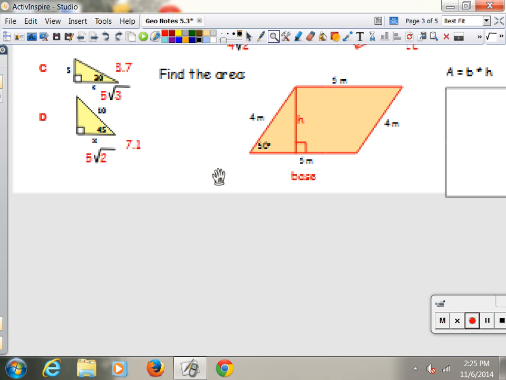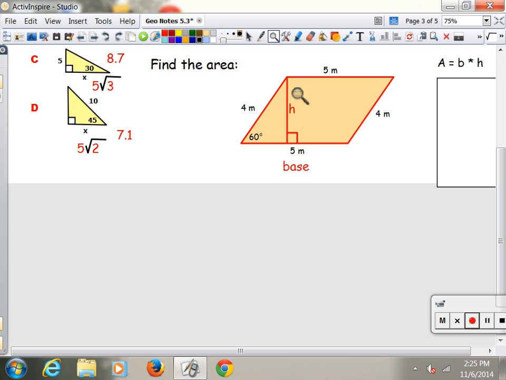If we multiply, the base is 5. What's my height, though? I don't know the height. Do I? Can I figure it out? If this is 60, then this is 90, then this angle has to be, so I got a 30, 60, 90. I have my hypotenuse. Could I find my short leg? What would my short leg be? It's got to be 2, because it's the 2-to-1 ratio again, right? 4 and 2, 2-to-1 ratio. So what would my height then be? 2 times radical 3 is your height.